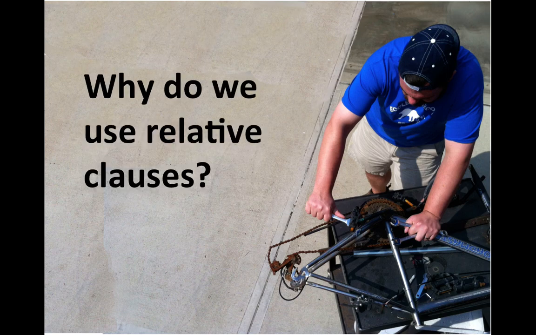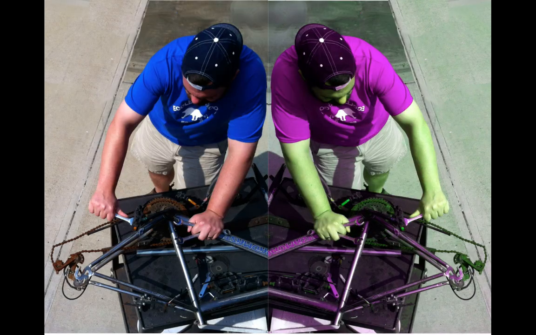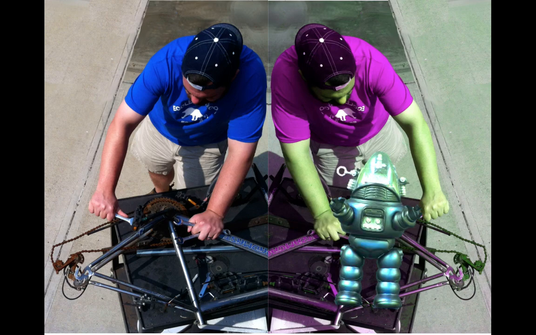Why do we use relative clauses? Great question. Let's say we don't have one man, we have two men. And let's say the man on the left is working on the bike, but the man on the right is working on a robot. Okay? So these two men are both men, but there are some differences. And if we just say the man, it's unclear who we're referring to. So we can use an adjective clause, a relative clause, to identify which of the men we're referring to.